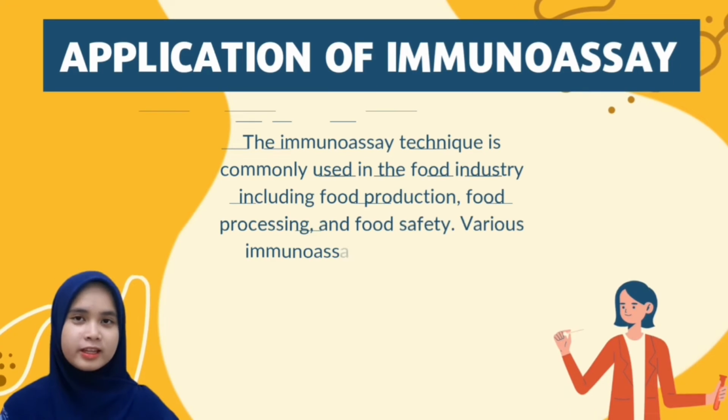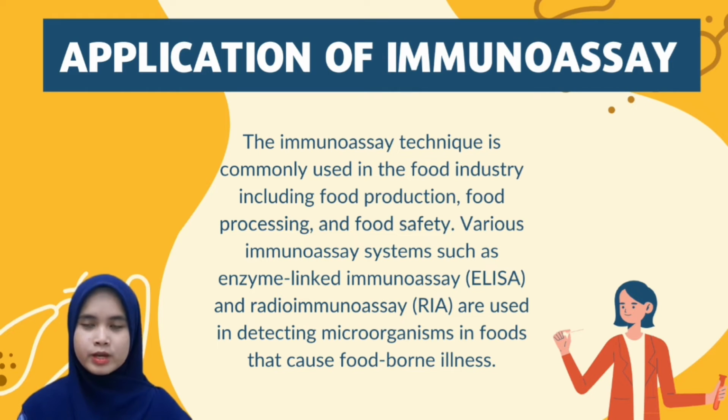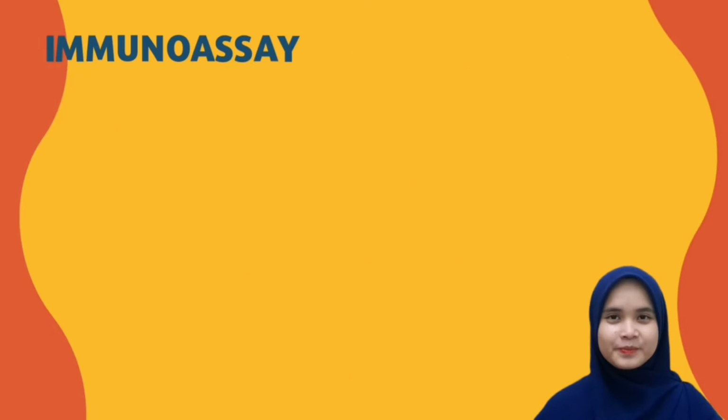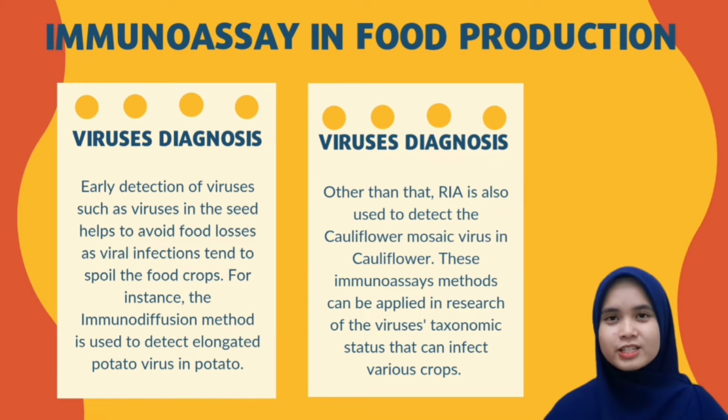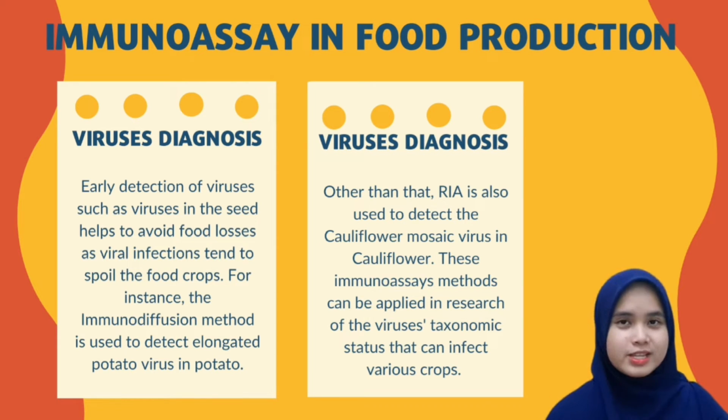The immunoassay technique is commonly used in the food industry including food production, food processing, and food safety. Various immunoassay systems such as enzyme-linked immunosorbent assay (ELISA) and radioimmunoassay (RIA) are used in detecting microorganisms in food that can cause foodborne illness. The early detection of viruses in the seed helps to avoid food losses as viral infections tend to spoil the food crops. For instance, the immunodiffusion method is used to detect elongated potato virus in potato.